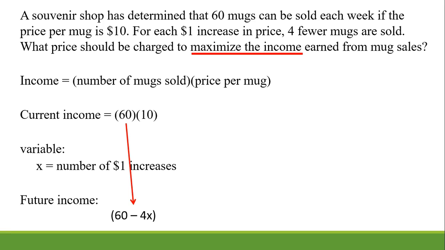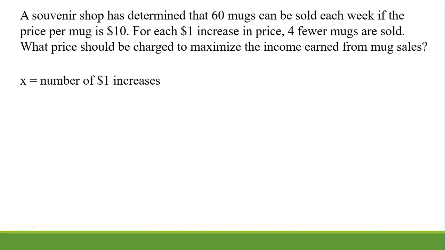Now how about the price per mug? Well, the price per mug starts at $10, but then we're increasing it by x dollars. So we can say that the expression for the price per mug in the future is 10 plus x. If we multiply those together, we get that income in the future. And we certainly could do that multiplication to give us a quadratic function that's going to be a little easier to work with. Now, the reason why that's important is that we know we're going to maximize the income, so we will be taking the derivative of that income function.